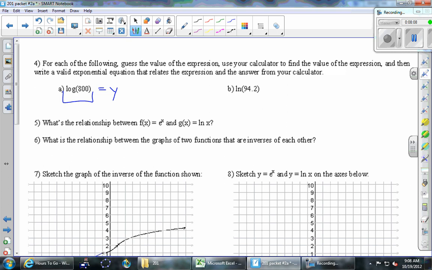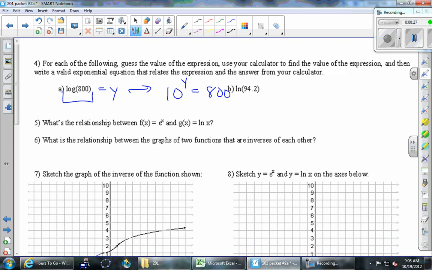So I'm going to call it y. You guys then can write some exponential thing based on this. What to the what equals what? 10 to the y is 800. Right, that's the same translation that you guys just did on the previous page.